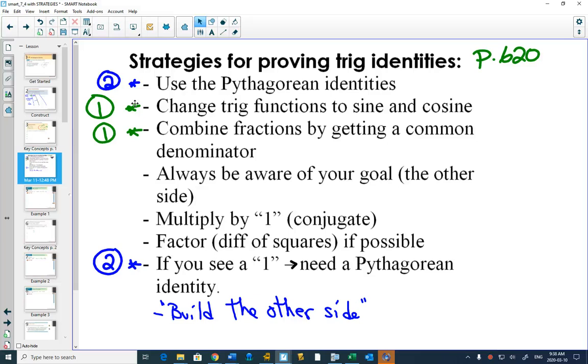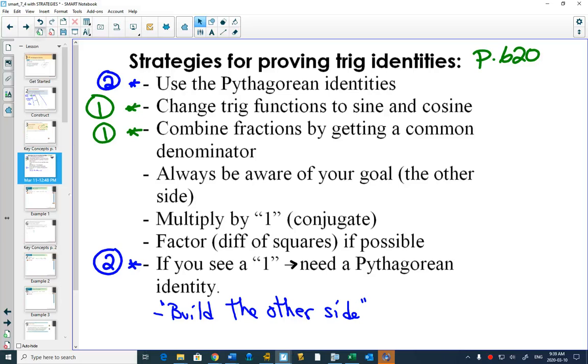But if you see a 1, or if you see a question that has a tan squared and a secant squared, or a sine squared and a cos squared, or a cotangent squared and a cosecant squared, they're right here up on the board. If you see that, chances are you can use one of those identities. Because there's a relationship with tan and secant, there's a relationship between cotangent and cosecant. And so those proofs allow you to do things quicker.